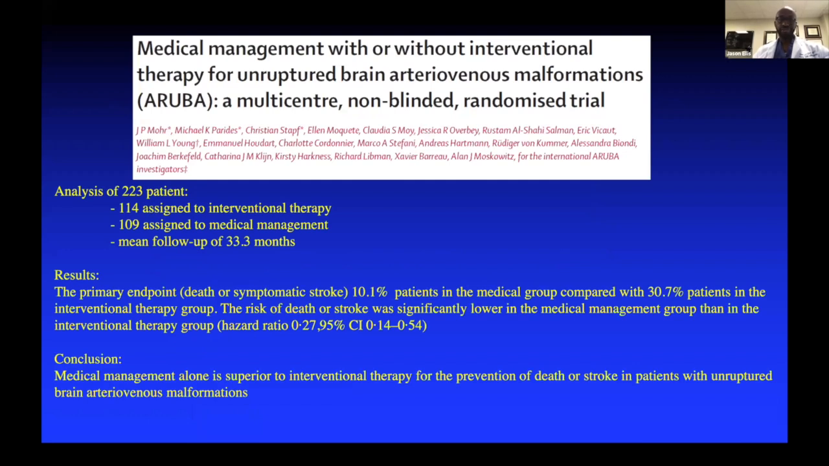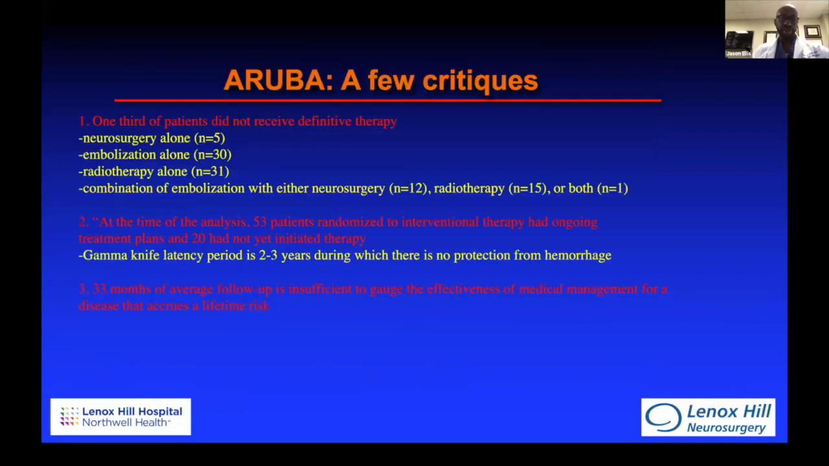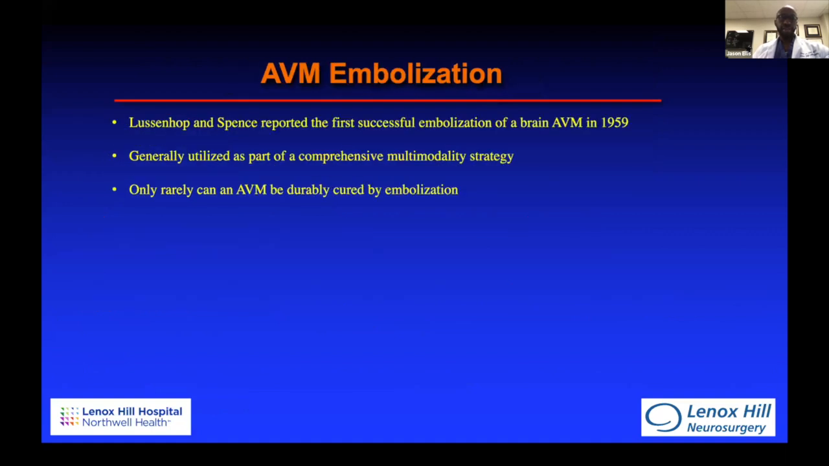There was actually a relatively recent study called ARUBA, a very controversial study, which came up with the conclusion that medical management is superior to interventional management of unruptured brain arteriovenous malformations. I hesitate to even mention this study because there's so much controversy surrounding it. But I mention it really just to indicate that there's a lot of controversy surrounding how to manage people with unruptured and asymptomatic AVMs, okay?